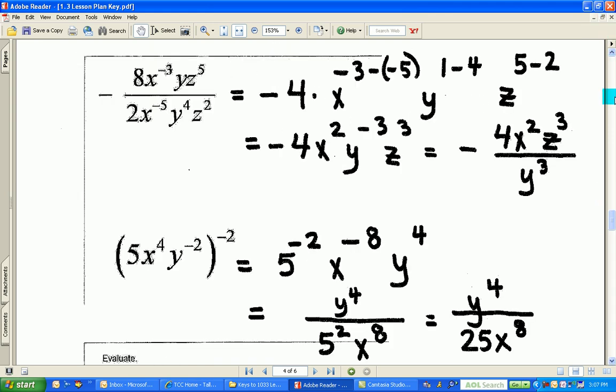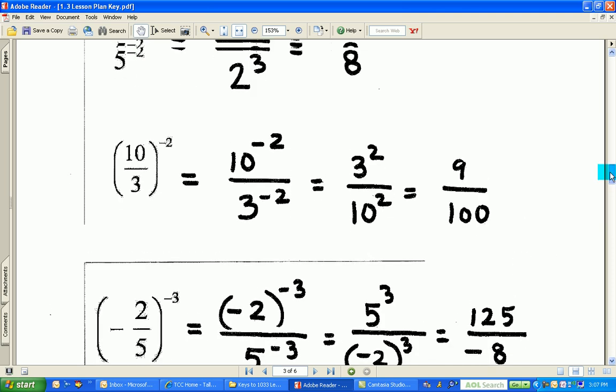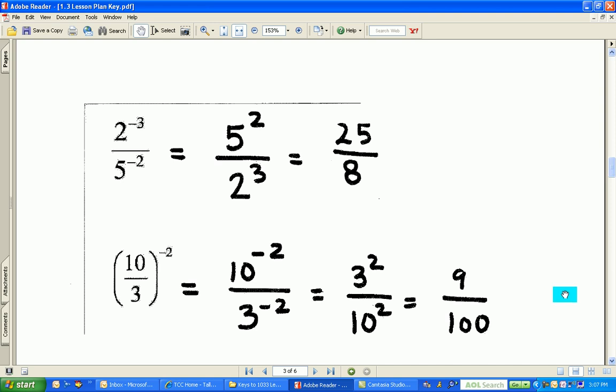Oops, I went a little too far. Let me come back with my cursor for you. All right, let's go ahead and do this one. 10 over 3 to the negative second power. Notice that the negative 2 as an exponent goes with the 10, right here, and it also goes with the 3. So that's my first thing I wrote out. And then what we do is we move them. 3 to the negative second becomes 3 to the second on the top. 10 to the negative second from the numerator becomes 10 to the positive second in the denominator, and we end up with the answer 9 over 100.